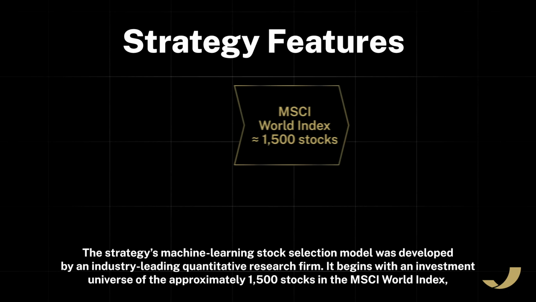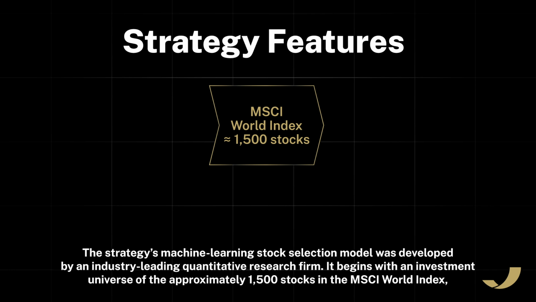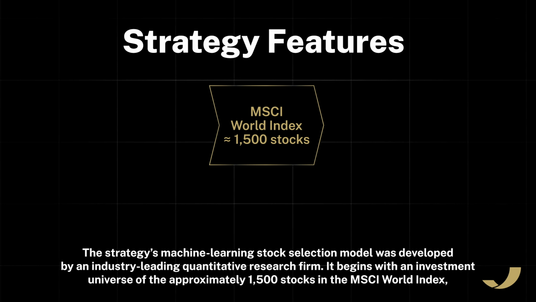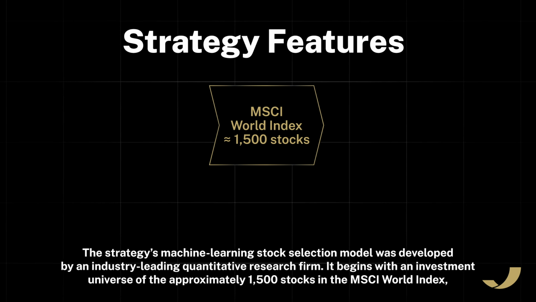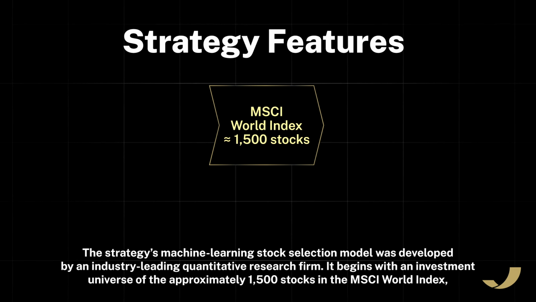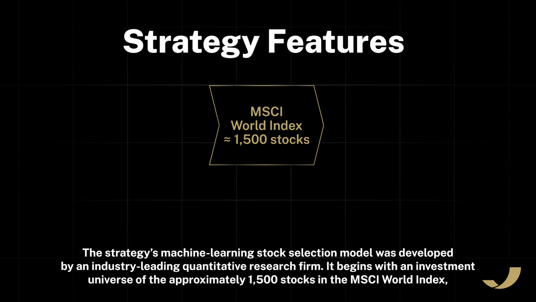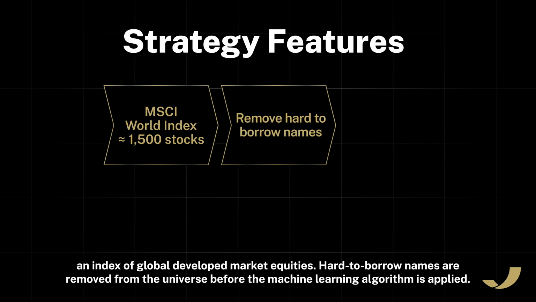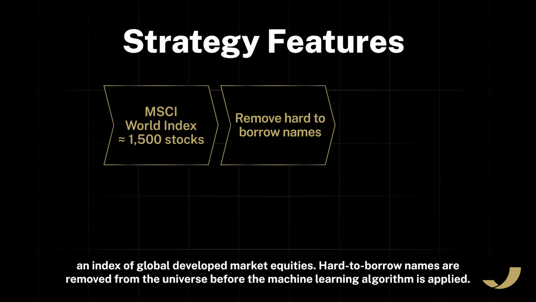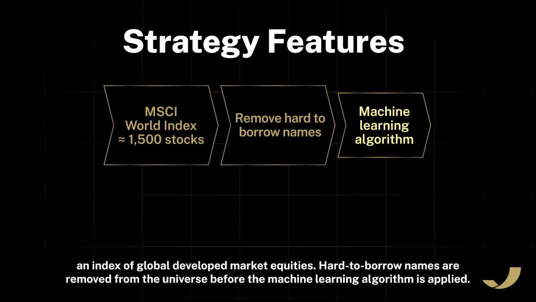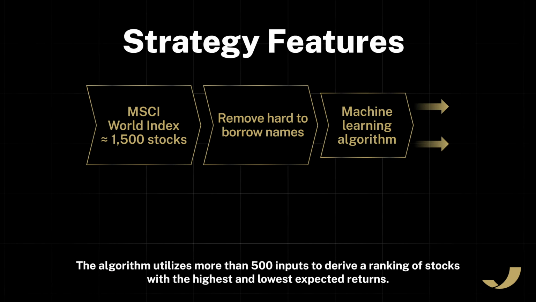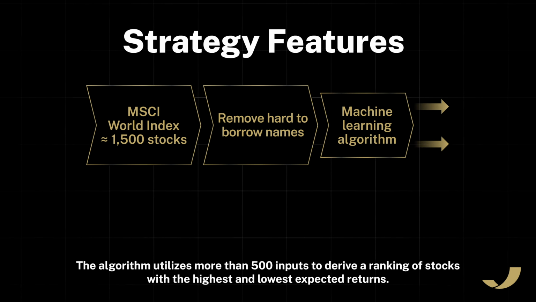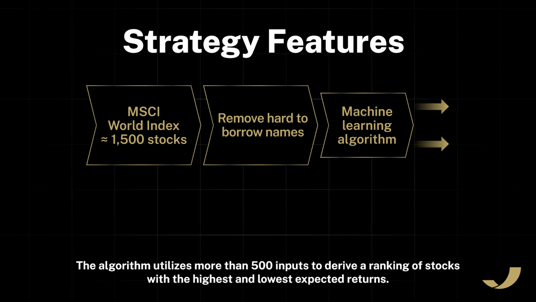The strategy's machine learning stock selection model was developed by an industry-leading quantitative research firm. It begins with an investment universe of the approximately 1,500 stocks in the MSCI World Index, an index of global developed market equities. Hard-to-borrow names are removed from the universe before the machine learning algorithm is applied. The algorithm utilizes more than 500 inputs to derive a ranking of stocks with the highest and lowest expected returns.